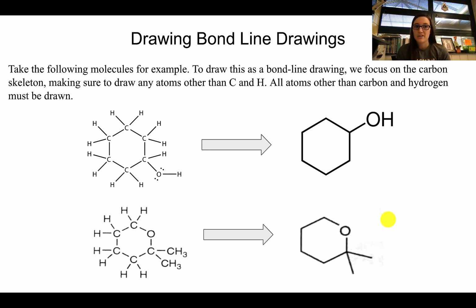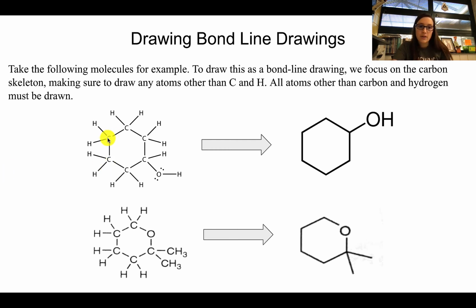So we've looked at reading bond line drawings. Now we're going to look at how to actually draw them. So we're going to take the following molecules for example. We see these structural formulas. They look like Lewis structures that we've drawn. To put them into bond line drawings, we just focus on the carbon skeleton. And then we draw any atoms other than C and H. Now remember, any hydrogens that are attached to anything other than carbon should be added to the bond line drawing.